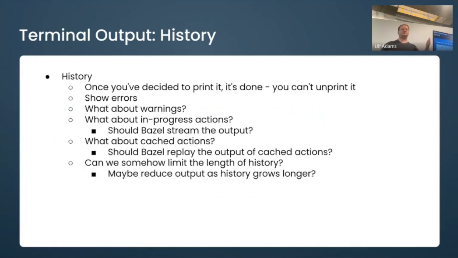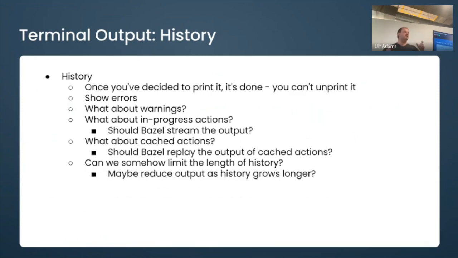What about cached actions? If I run a build twice, do I want to see the same output or not? This is actually one where I'm a little bit sad. There was a flag for that, which the Bazel team removed. In my opinion, I'm biased towards the Bazel output not depending on what's cached and what isn't. The history output from Bazel should be the same every time.